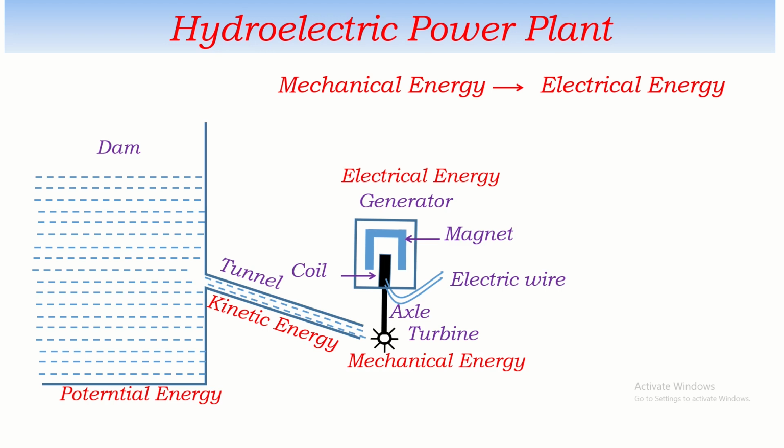This way it works. Among three power plants, hydroelectric power plant is very cheap, and nuclear power plant is expensive. This is all about the basic concept of hydroelectric power plant, nuclear power plant, and thermal power plant. Okay, now I want to stop.